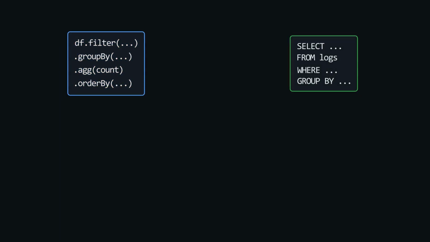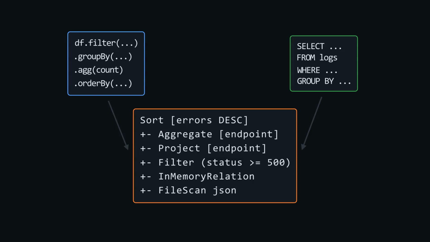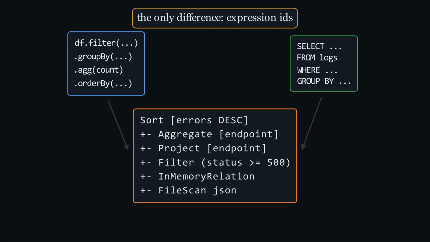Your DataFrame chain, filter, group by, count, order by. Your select with a where and a group by. 2 different texts and 1 plan. Sort, aggregate, project, filter, scan. The only characters that differ are the numbers Spark attaches to each expression.